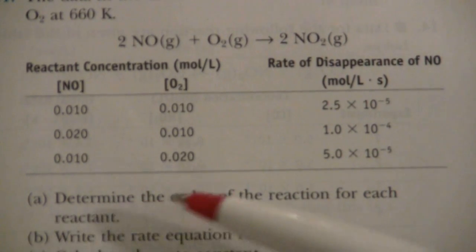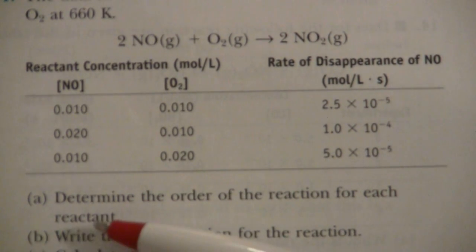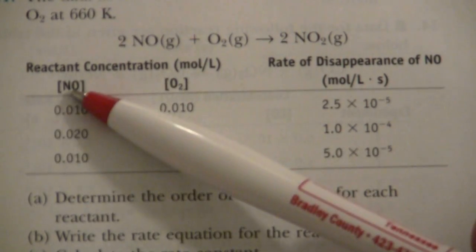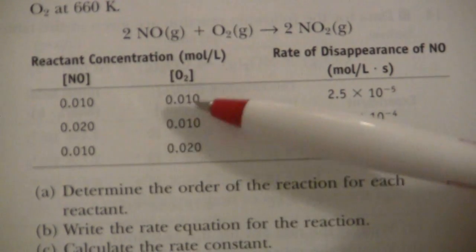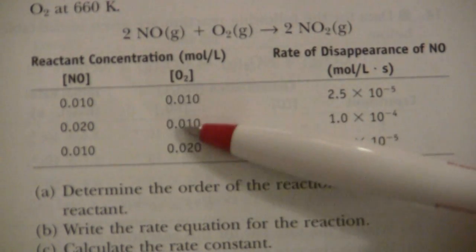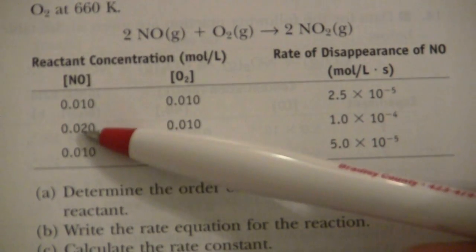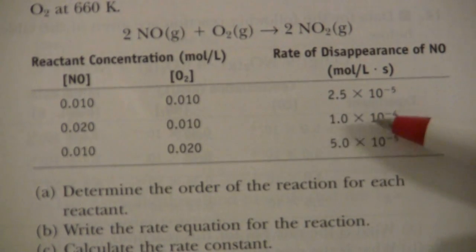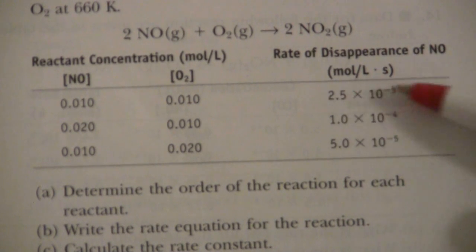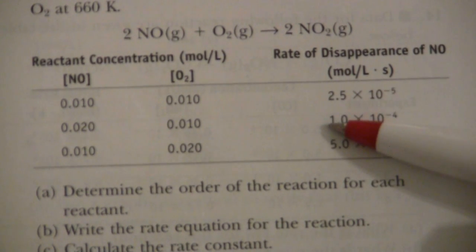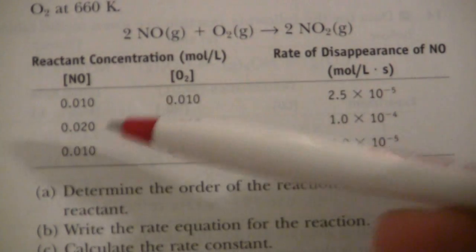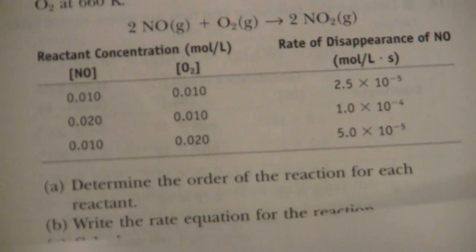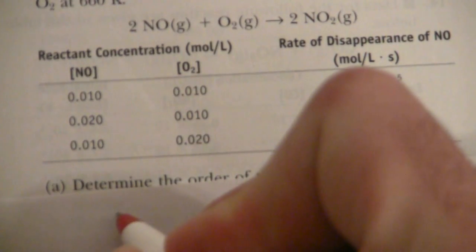Okay, first it says determine the order of the reaction for each reactant. These are the two reactants. What is the order of the reaction? So here we see, I'm holding the oxygen constant and the NO I'm doubling. What happens to the rate? Well, it goes from say 25 to 100, right? So it quadruples. So that means the order of reaction with respect to NO is 2.